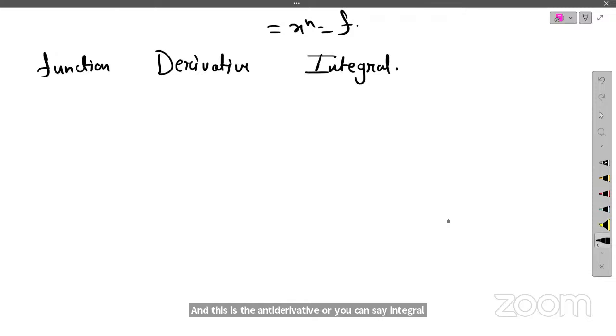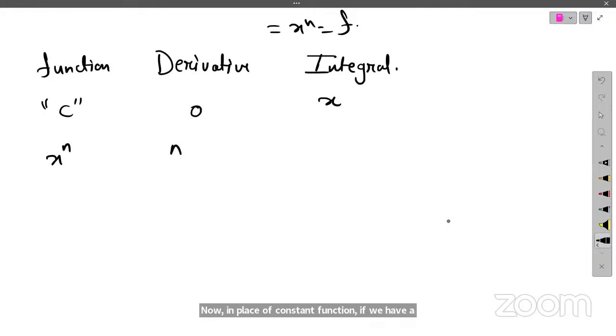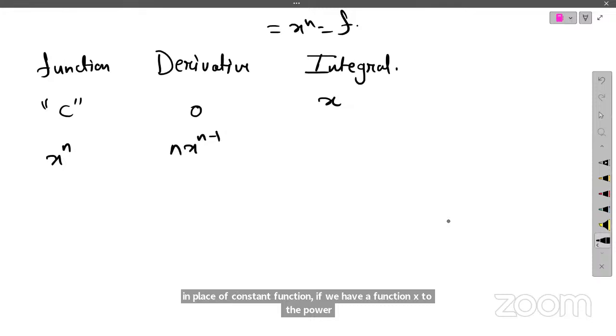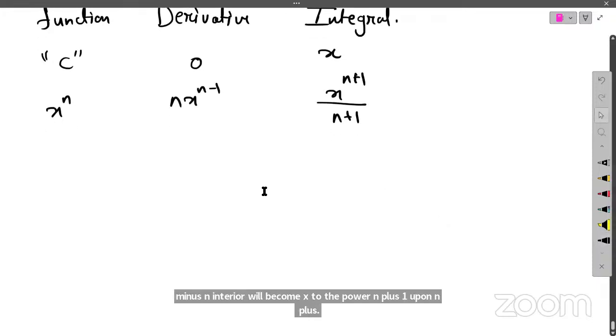Okay, so let's start with a very simple function, a constant function. The derivative of a constant function is equal to 0, and the integral of a constant function is nothing but x. Now in place of a constant function, if we have a function x to the power n, then what will be the derivative? n times x to the power n minus 1. And the integral will become x to the power n plus 1 upon n plus 1.